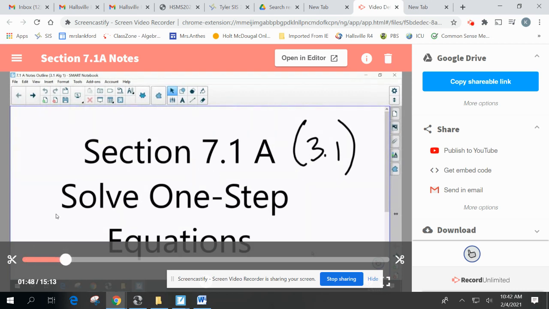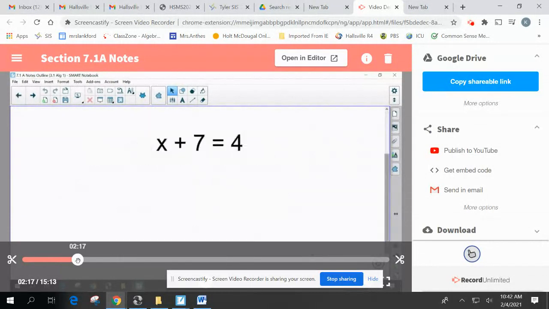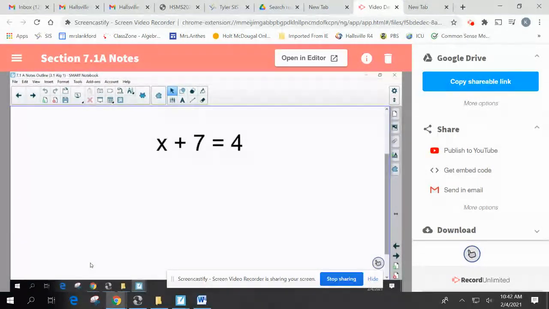All right, this is section 7.1a, solving one-step equations. So problem number 1 is x plus 7 equals 4. So what we would do is subtract 7 on both sides.